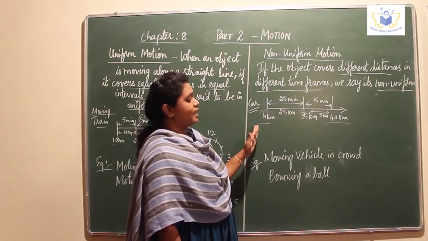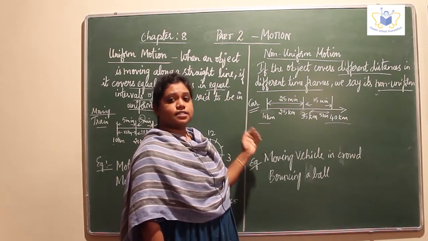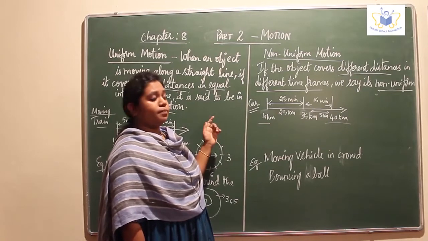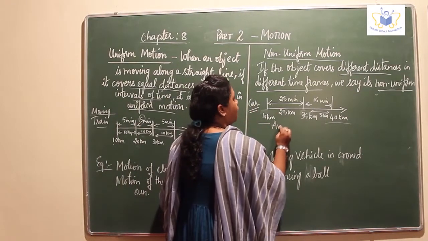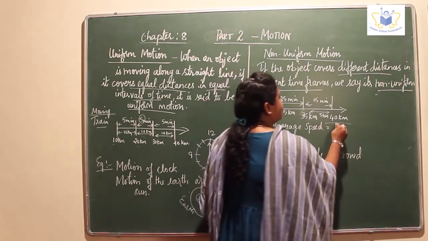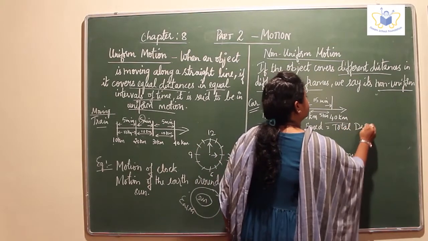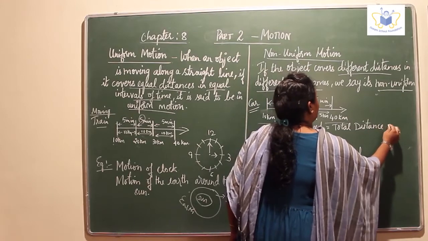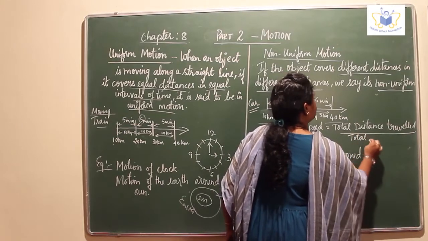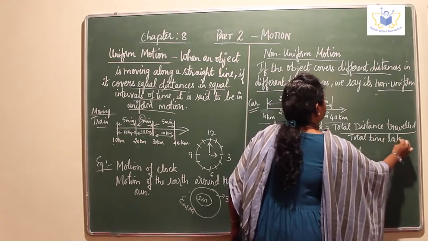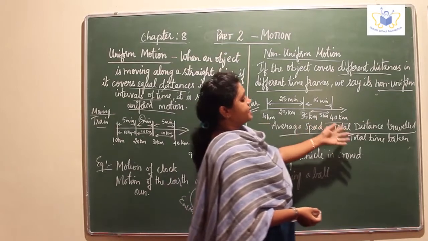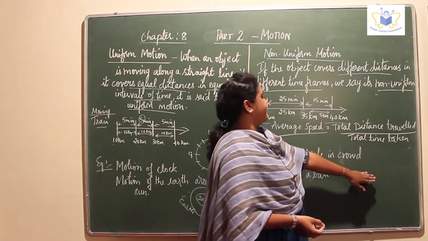When these types of motion are there, it is difficult to calculate the speed, whereas in uniform motion we can calculate the speed as distance divided by time. Here we say something called average speed. Average speed means we take the total distance covered, or distance travelled, divided by the total time taken. So average speed is the total distance covered divided by the total time taken.